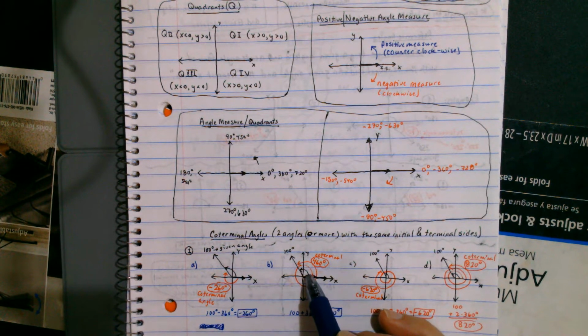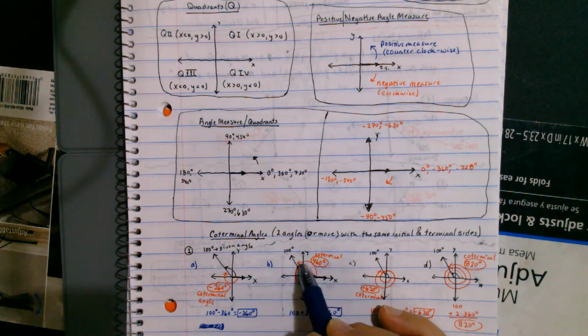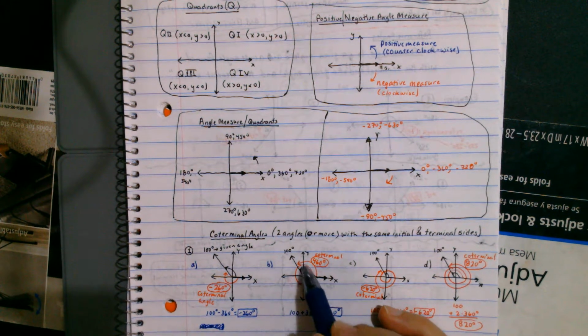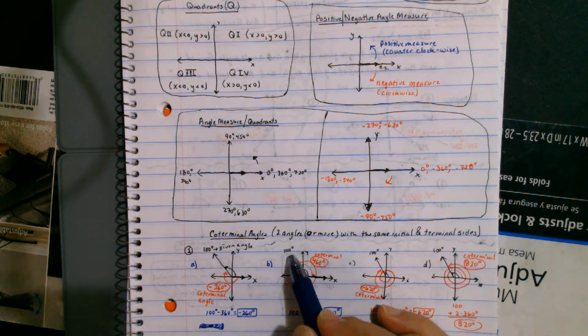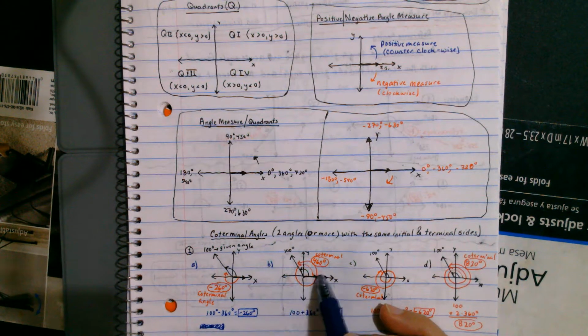Now, suppose instead of going just one time in positive, let's suppose I spun completely around the circle to 360 and then back here where I started. So if I spin 460 degrees, I start and stop at the same place as the given angle, 100.